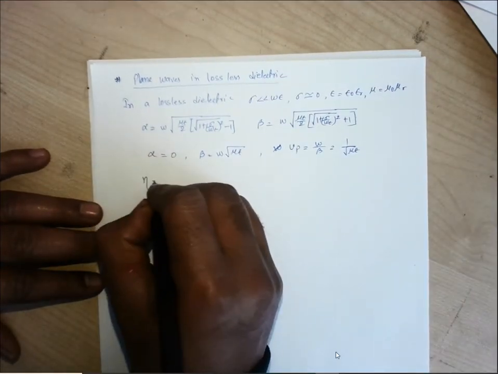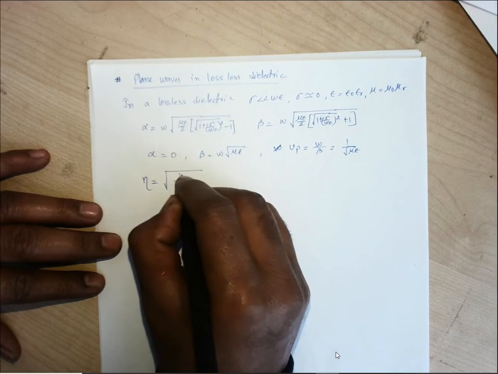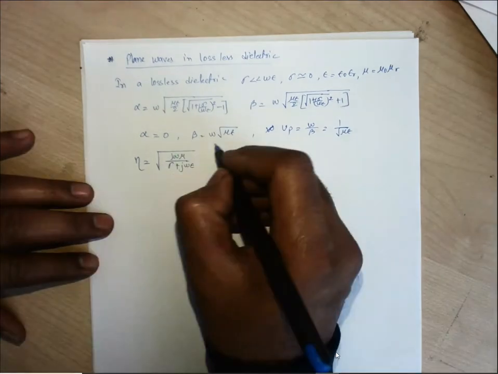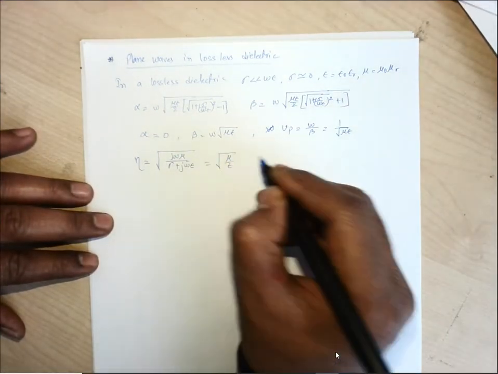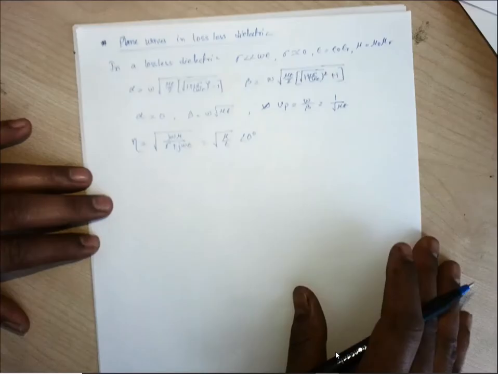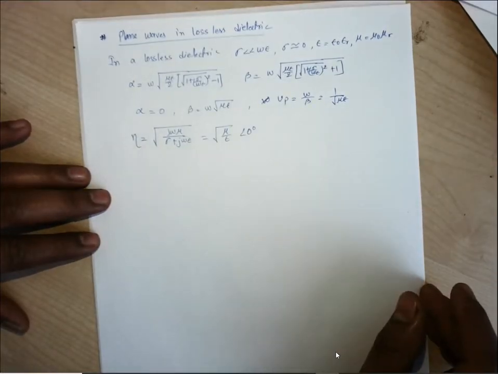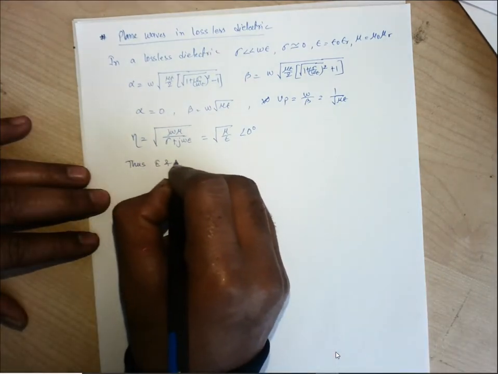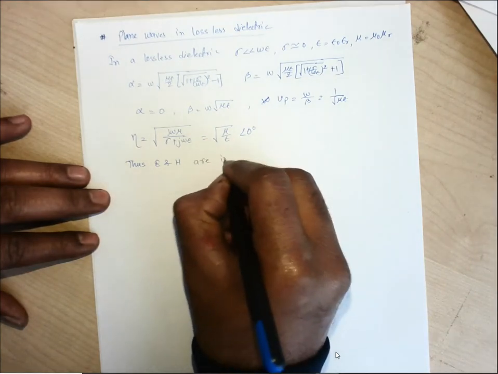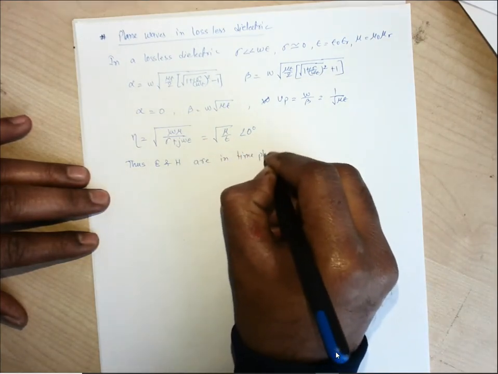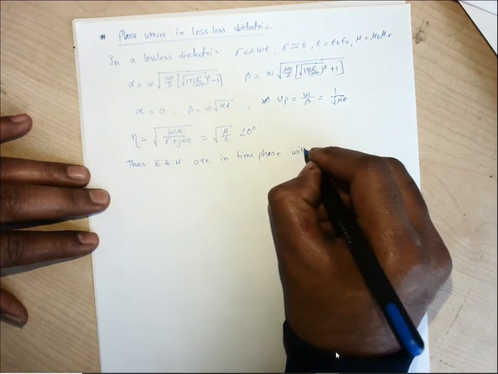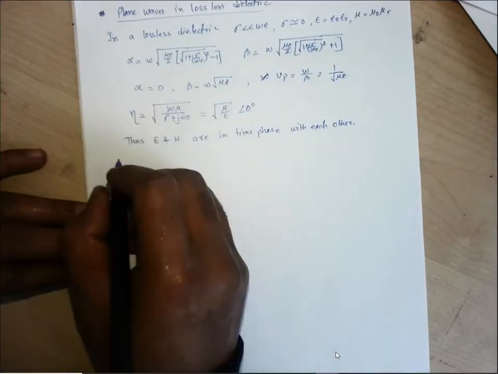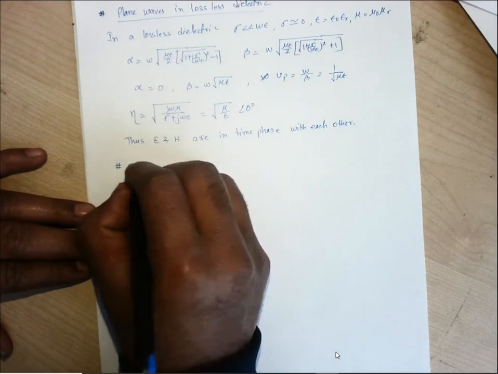What will be the condition for intrinsic impedance? It is root over j omega mu by sigma plus j omega epsilon. So sigma will become 0, then we have root over mu by epsilon, which has a 0 angle. So for this case, lossless dielectric, there is no phase difference between E and H. Thus E and H are in time phase with each other. Okay. Next case, which is plane waves in free space.